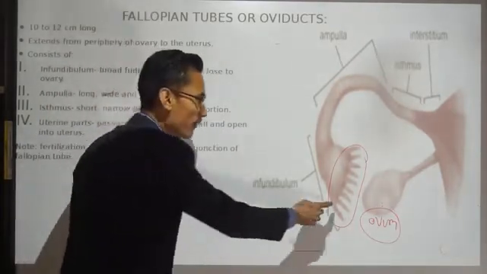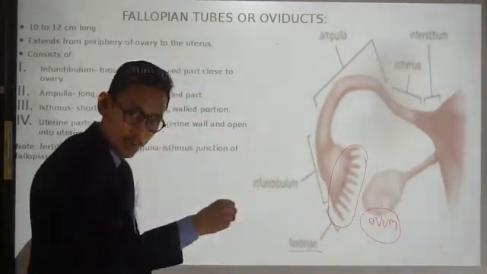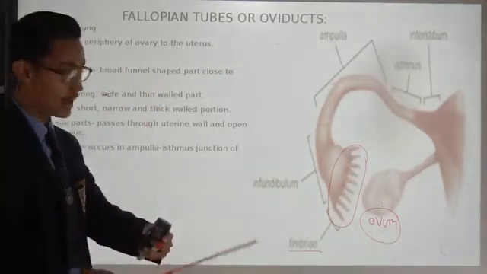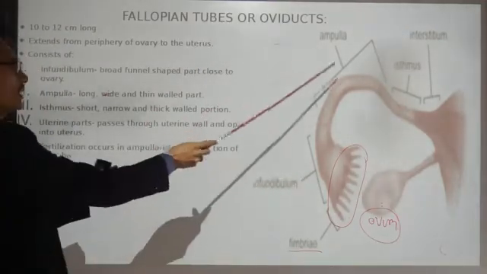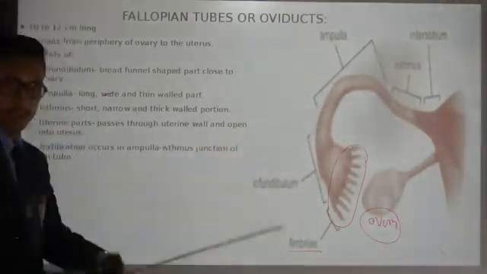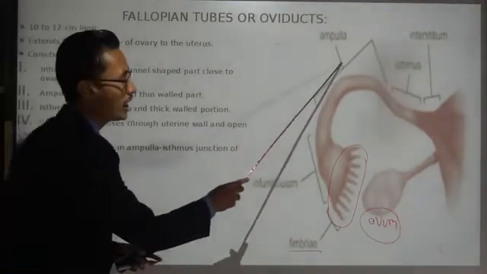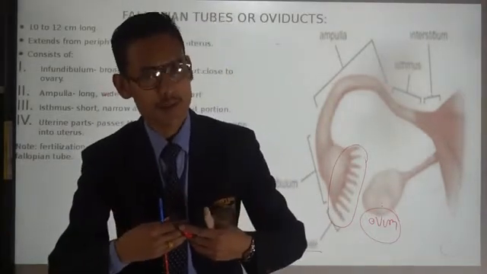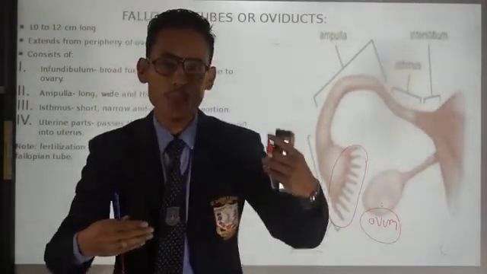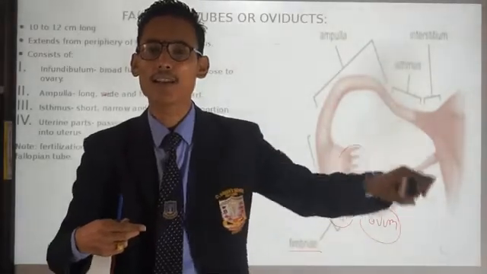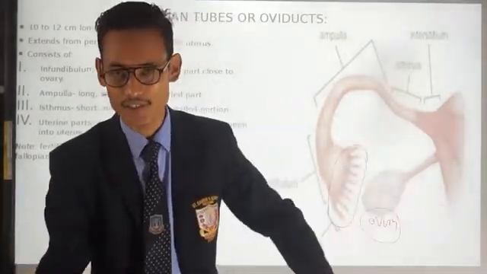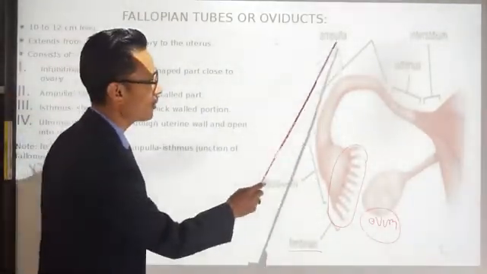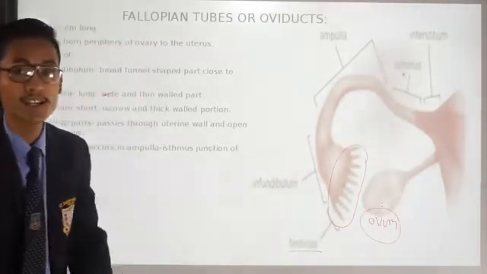Alright, so this fimbriae will collect the ovum from the ovary, and that ovum will move into the infundibulum. Alright, and from the infundibulum it goes to the ampulla and then to the isthmus. Now, at the junction of the ampulla and the isthmus, there will be fusion of gametes. And what is it called? The fusion of the motile haploid male gamete and the female gamete is called fertilization. Clear? So fertilization occurs at the junction of the ampulla and the isthmus of the fallopian tube.